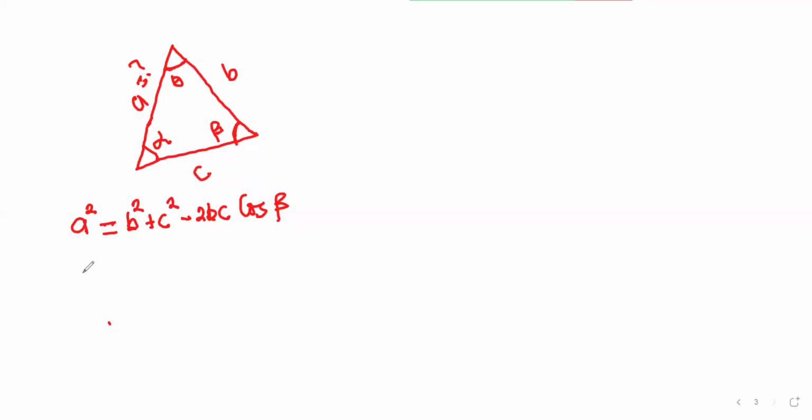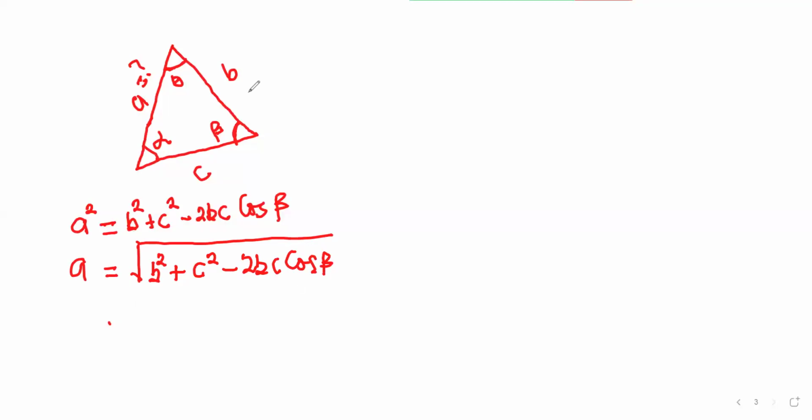So how do we determine the side B? Note that A will be equal to the square root of B squared plus C squared minus 2BC times cos of beta. How do we determine the side B? Anybody to help? We want to write a formula to determine the side B.